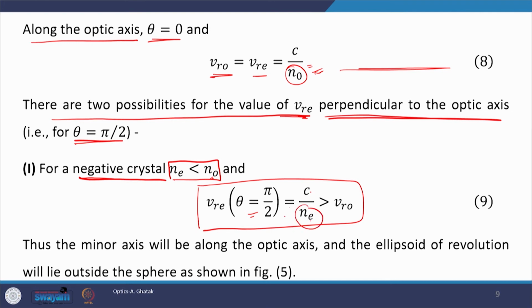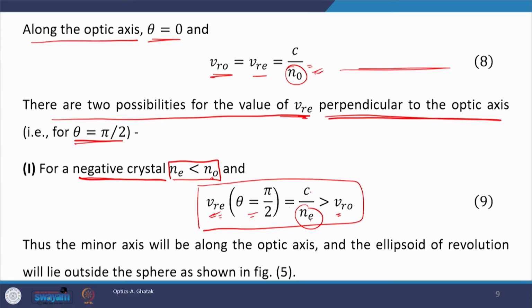Since Ne is smaller, C by Ne would be larger, and therefore, VRE would be larger than VRO. It means the extraordinary ray will travel with larger velocity. The velocity of the extraordinary ray is larger than the velocity of the ordinary ray, and the crystals for which this happens are called negative crystals. And since the extraordinary ray is travelling faster, the minor axis will be along the optic axis and the ellipsoid of revolution will lie outside the sphere, as is shown in figure 5.